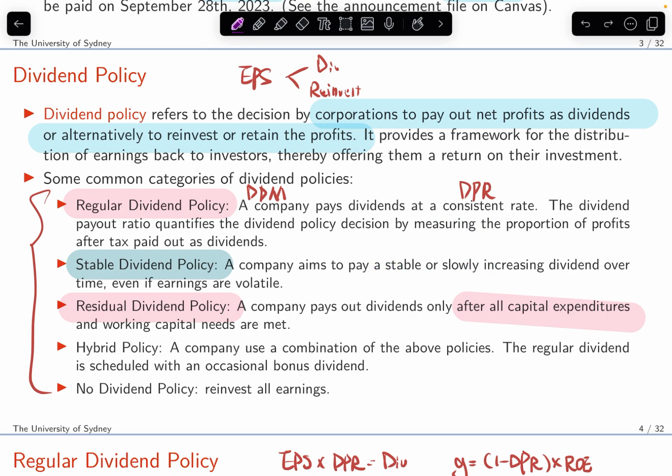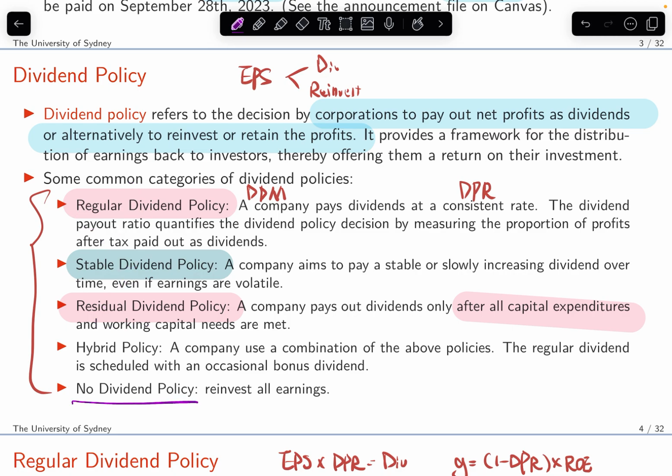The dividend payout ratio quantifies the dividend policy decisions by measuring the proportion of profits after tax paid out as dividends. In a stable dividend policy, a company aims to pay a stable or slowly increasing dividend over time, even if earnings are volatile. Residual dividend policy, so this is you pay out the remaining free cash flow after all capital expenditures are done. Hybrid is up to more management discretion. It's a mix of the different strategies here.